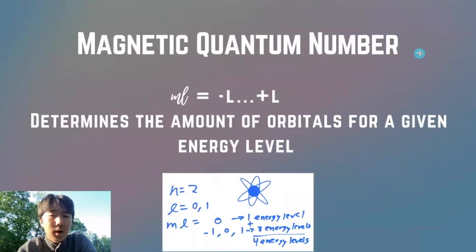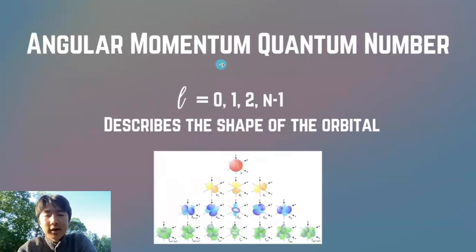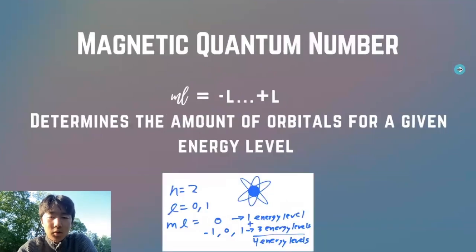The magnetic quantum number is denoted by the variable ML, which goes through the integers from negative L to positive L. So if we go back to the angular momentum quantum number, if we had a value of L equals 2, then the magnetic quantum number would be -2, -1, 0, 1, 2. If we look at this example right here, we have L equals 0 and 1 and N equals 2.